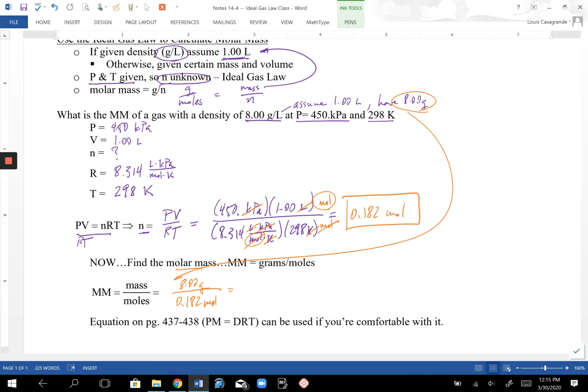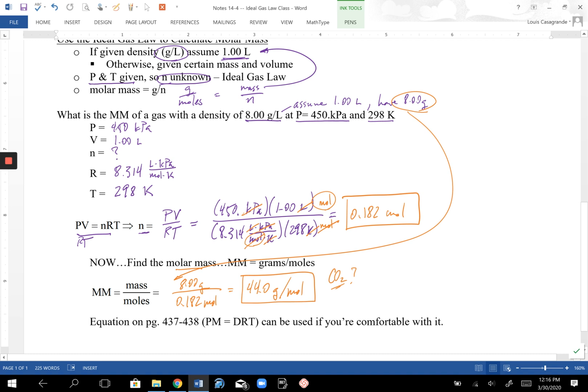And when you do that calculation, we get 44.0 grams per mole as our answer. And if I gave you some gases, you could determine which one it is. 44 grams per mole is probably carbon dioxide, but it could be others as well.